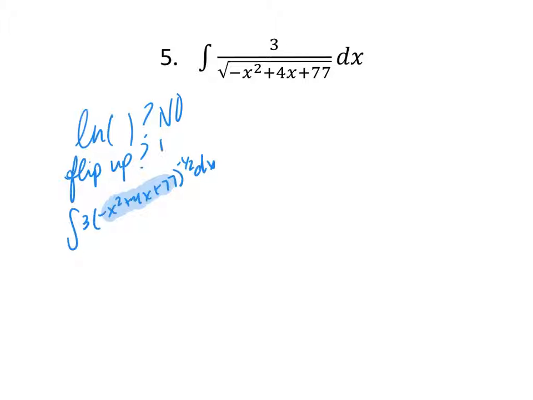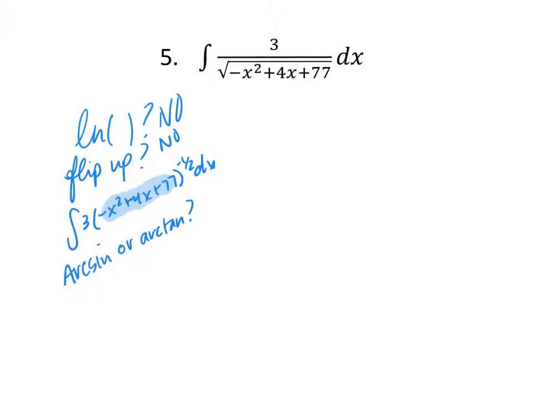So that means it has to be either arc sine or arc tangent. Now, the problem here is it doesn't really look like either of them. The square root resembles. But the square root is what gives it away.